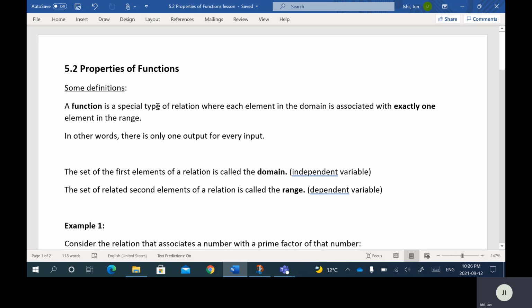A function is a special type of relation where each element in the domain is associated with exactly one element in the range. That sounds pretty technical.